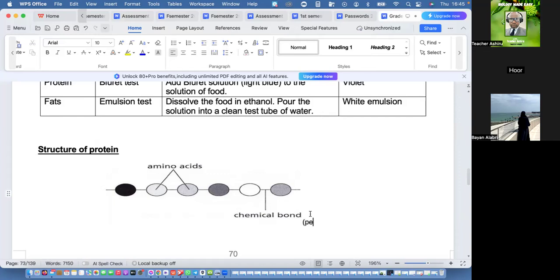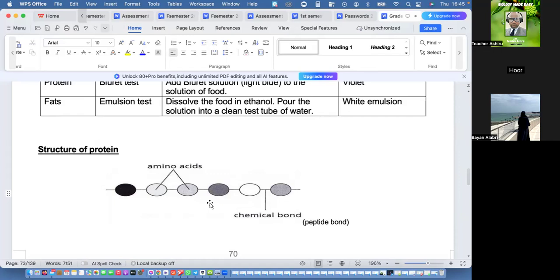Peptide. You can see it as a peptide bond. That's the name of the bond. This chemical bond is called peptide bond. Okay, and each of these is amino acid. And of course, you know what amino acid is.